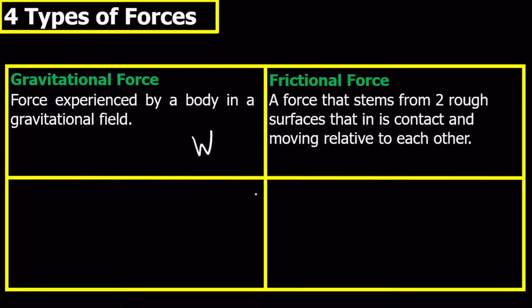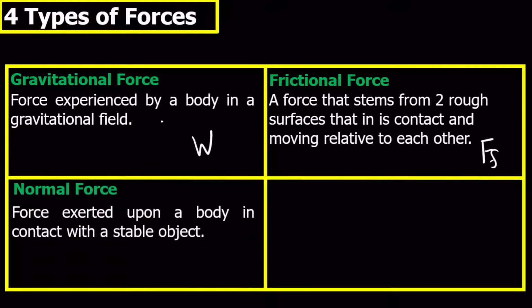Frictional force is when two rough surfaces are in contact and moving relative to each other. We visualize this as F. Just a note that frictional force is in the direction opposite to the direction of motion. The third one is normal force. Say your body is in contact with a stable object, then you will have normal force exerted on the body, normal to and away from the stable object. We will use N to symbolize this.